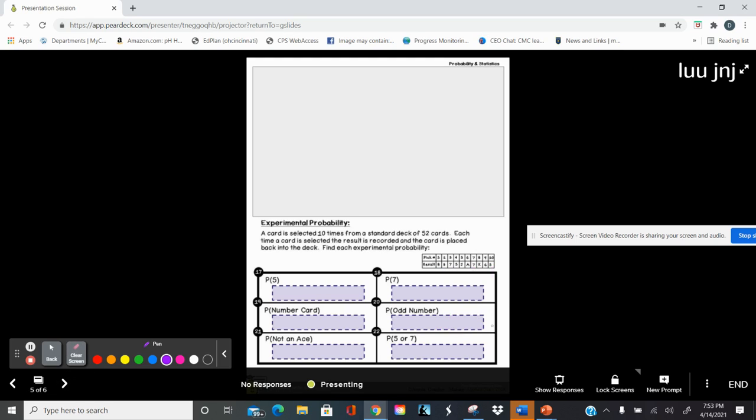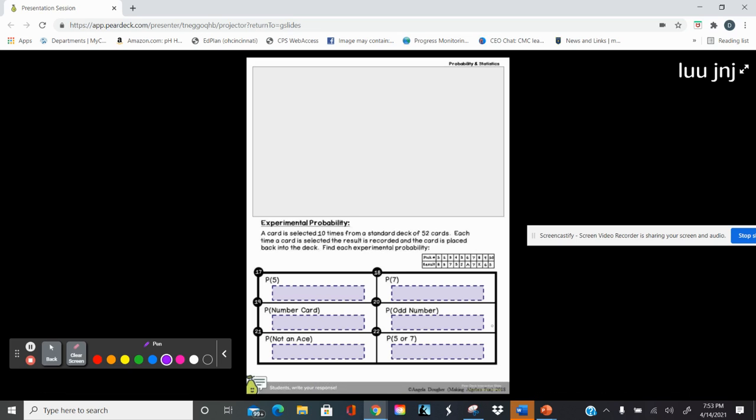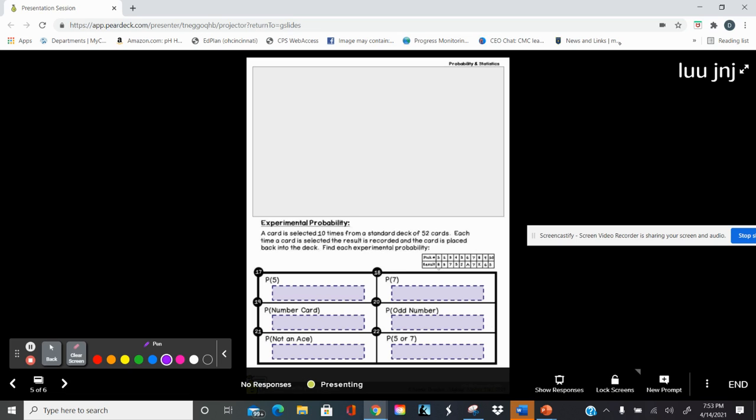Next, we have what is the probability that it's not going to be an ace card? So it looks like 1, 2, 3, 4, 5, 6, 7, 8, 9. 9 cards that we played were not an ace card. So that's 9 out of 10, and it can't be simplified any further.